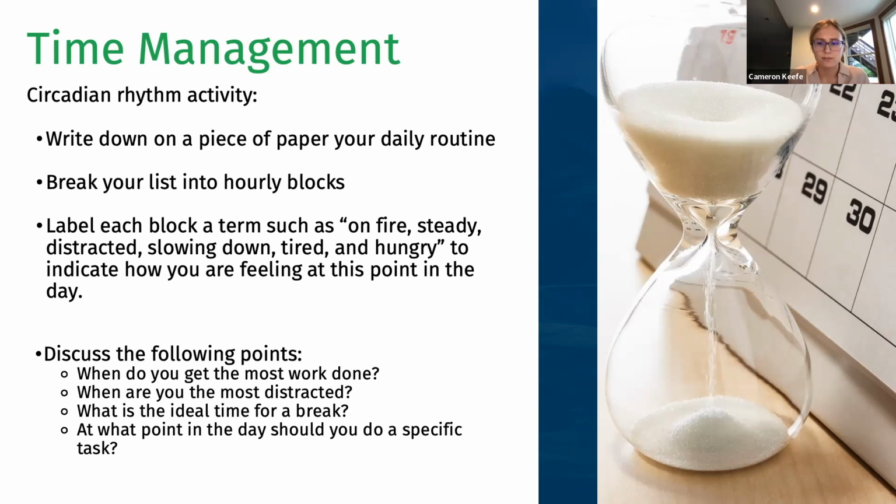Discuss the following points. When do you get the most work done? When are you the most distracted? What is the ideal time for a break? And at what point during the day should you do a specific task? Specific tasks can include reading, chores, or responding to emails. This helps to figure out your ideal schedule to get work done in the most efficient order. This is also a great activity to have your students complete to see when they are most productive during the day and when they should prioritize certain educational activities like homework.